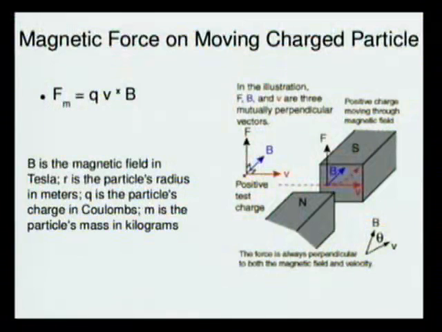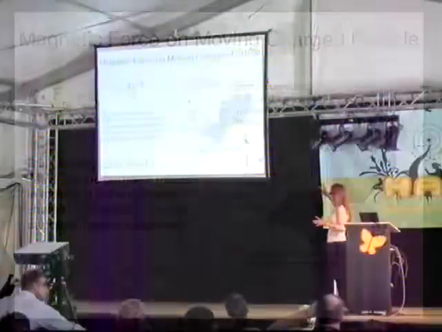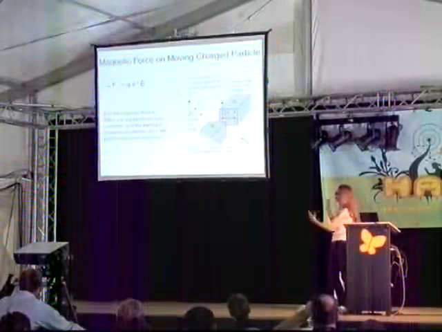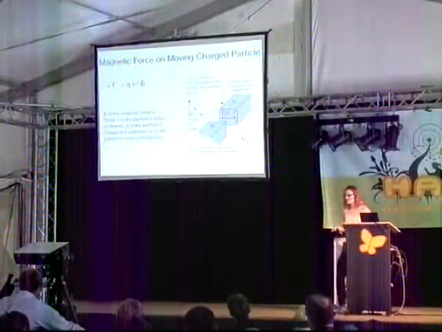If you have a charged particle that's moving at a non-zero velocity inside a magnetic field, there's a force that acts on it. That force is given by Q, which is the charge in coulombs, times the velocity, which is a vector, crossed with B, which is the magnetic field.